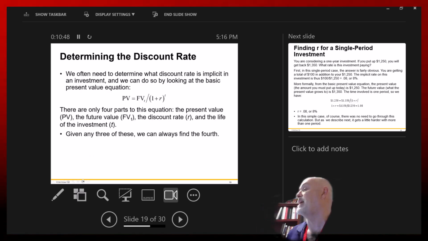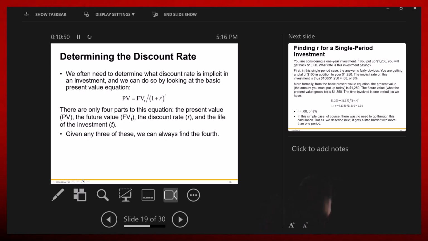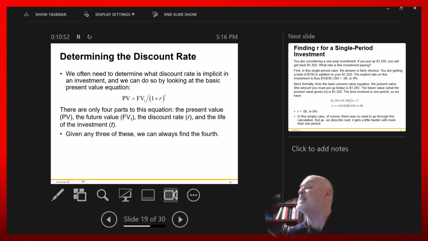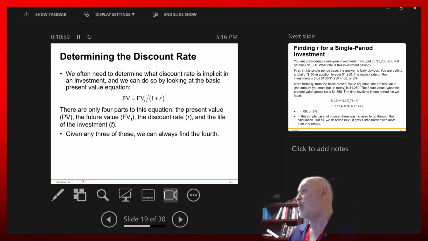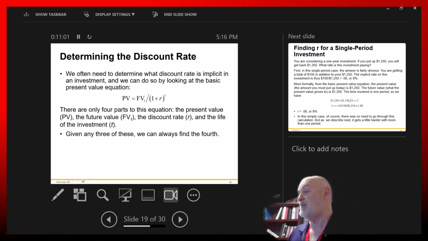Determining the discount rate. We often need to determine what discount rate is implicit in an investment, and we can do so by looking at the basic present value equation. There are only 4 parts to this equation: the present value right here, the future value right here, the discount rate R, and the life of the investment T. Given any 3 of these, we can always find the 4th.